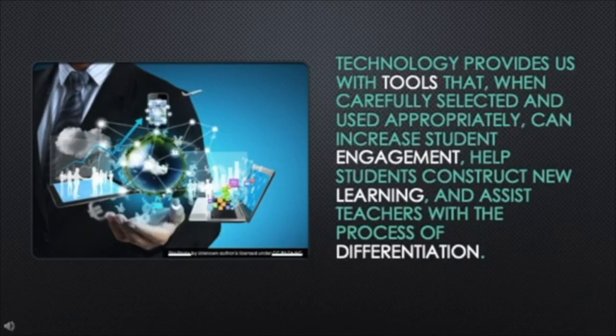As we think about some of the challenges that teachers face in differentiating for gifted kids, it's important to think about how technology can help us overcome some of those obstacles. For example, the limited number of resources in classrooms, the limited amount of time and teacher bandwidth for planning and organizing differentiated instruction for gifted kids. We know that technology can provide us with tools that, when we carefully select them and use them appropriately, can increase student engagement, help students construct new learning, and assist teachers with the process of differentiation.